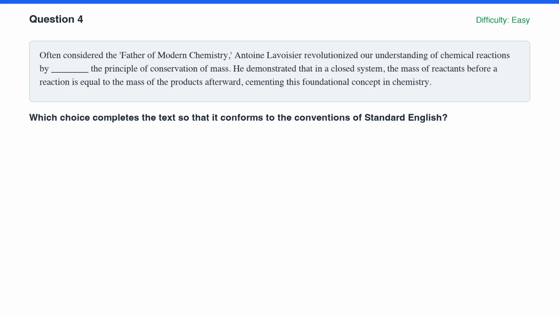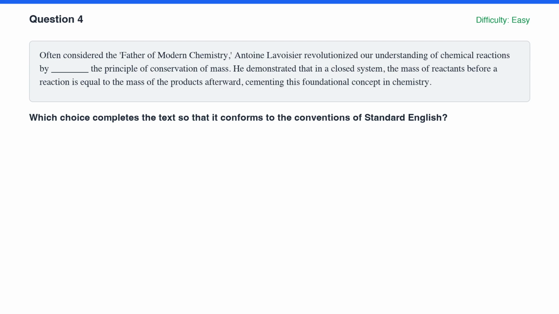Question 4 of 7. Another easy one. This passage is titled The Role of Antoine Lavoisier. The passage describes how Antoine Lavoisier revolutionized chemistry by doing something with the principle of conservation of mass. We need the verb form that completes the sentence in a way that conforms to standard English conventions.